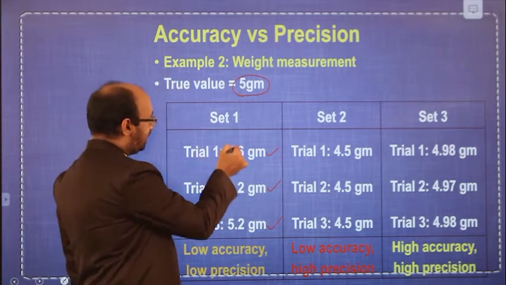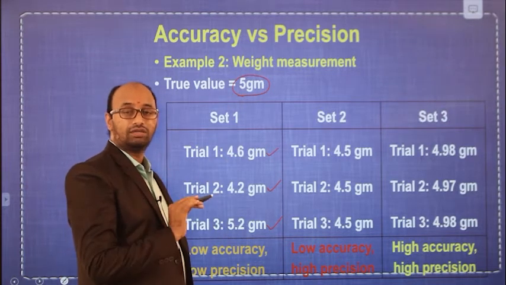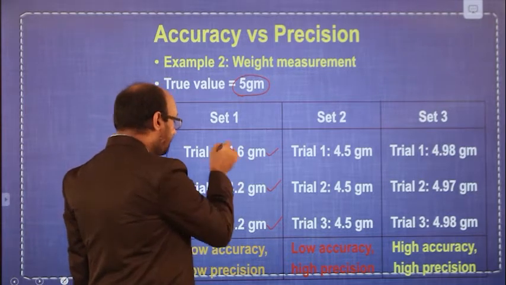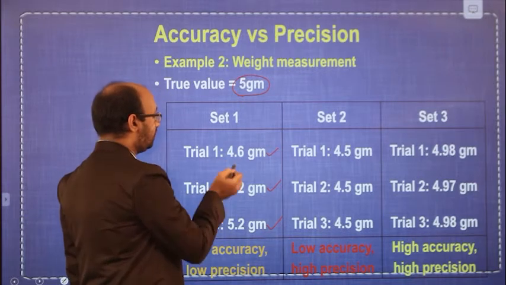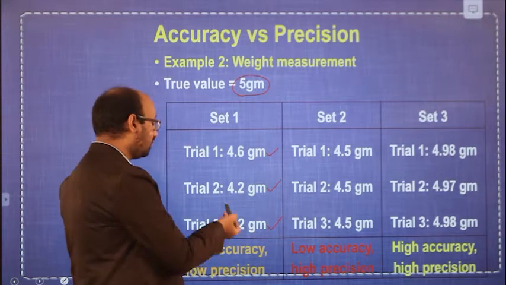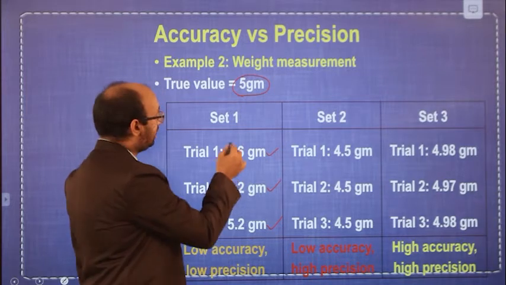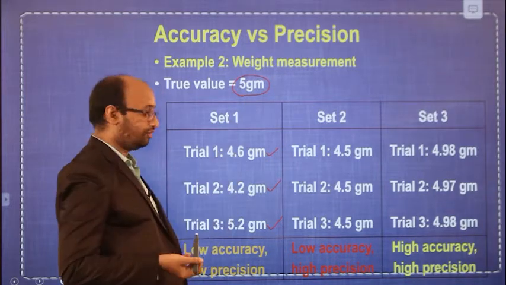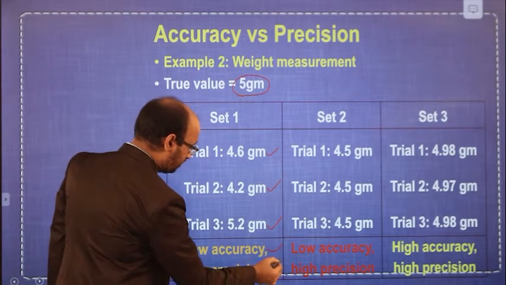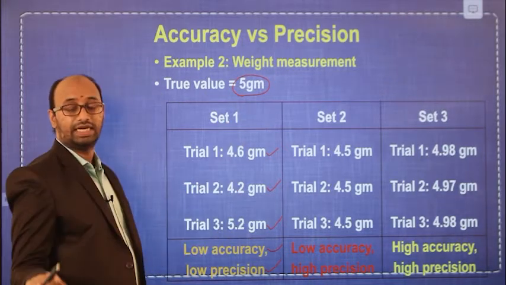Let us first check whether these values are close to 5 or not. No, they are not close to 5 grams. And let us see if there is any repetition in the measurement. There is no repetition. In trial 1 it is 4.6, in the next trial it is 4.2, in the third trial it is 5.2. So there is no repeatability of measurements, and these measurements are not close to the true value, that is 5 grams. So in this case, there is low accuracy and low precision because the measured values are not close to the true value, meaning it is not accurate.